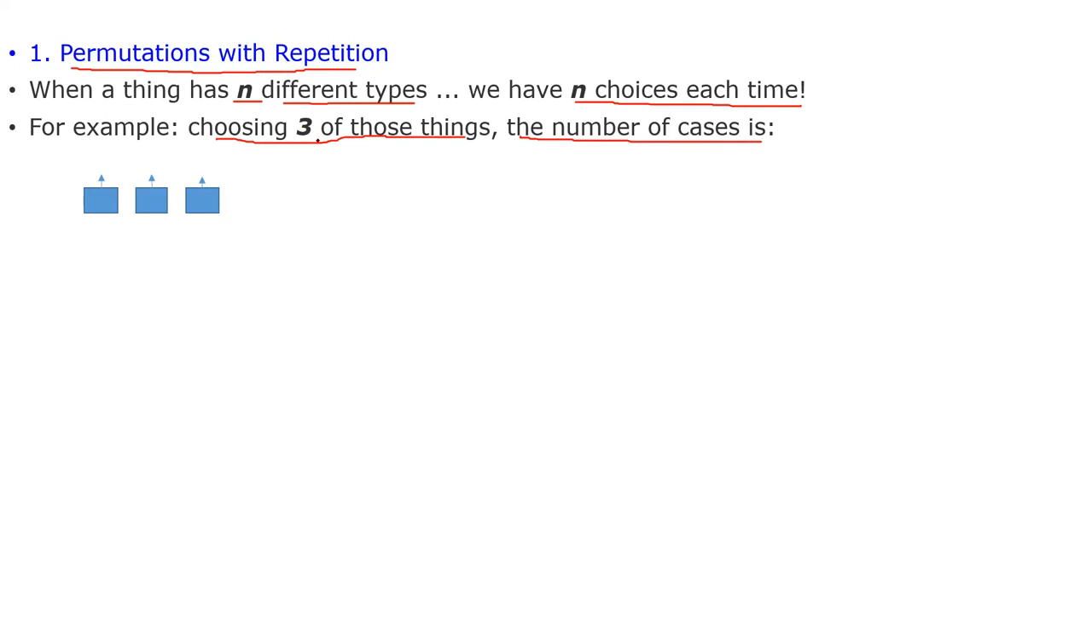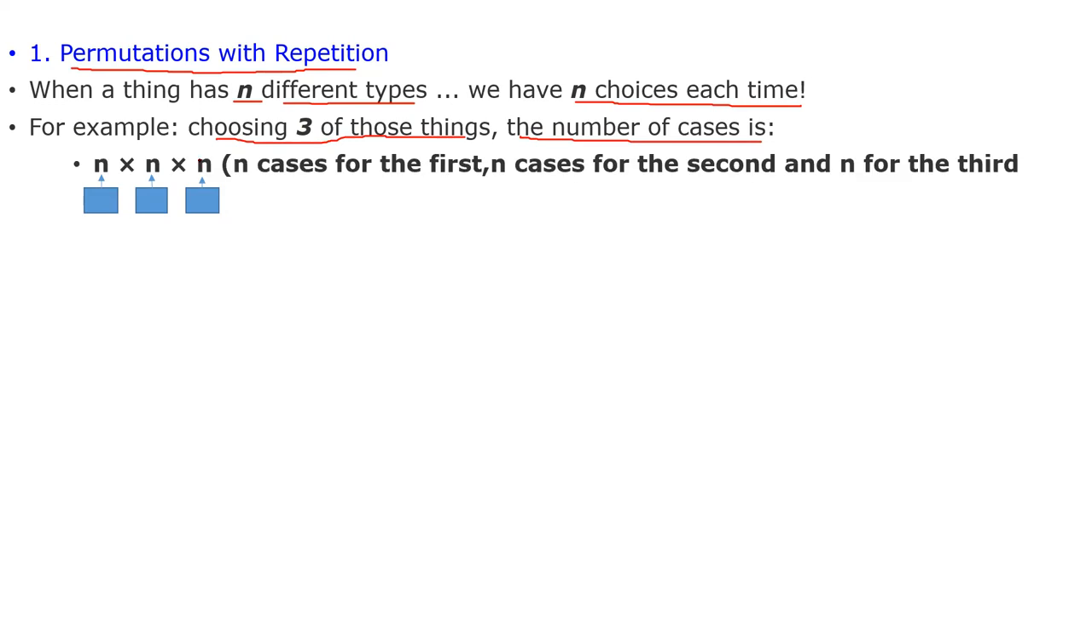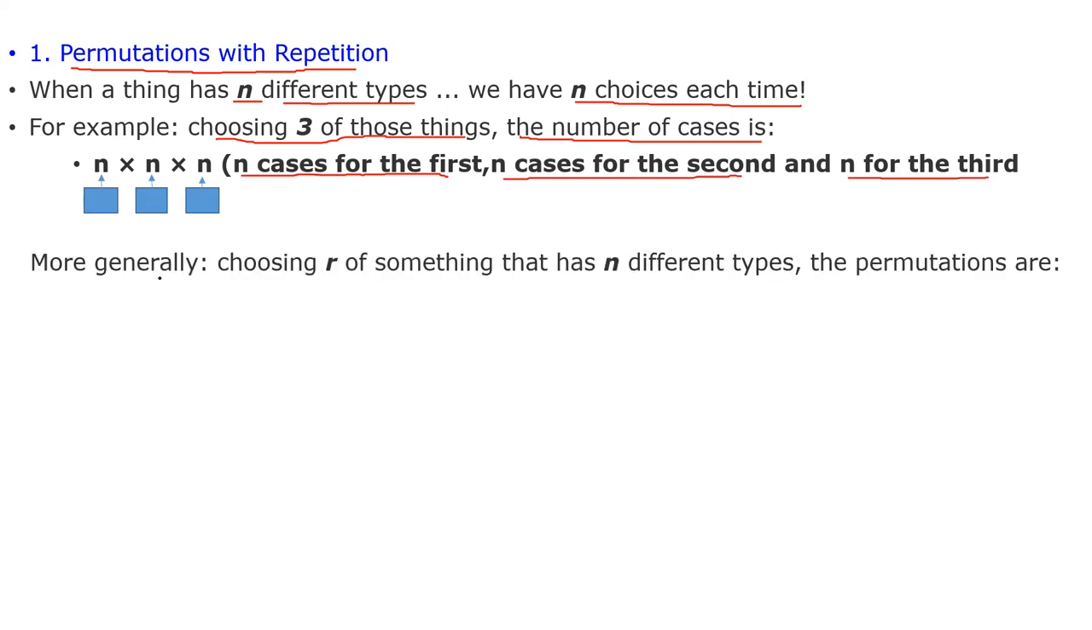How much do we get? Not three, N. And how much will it be? N cube. So for the first choice, we have N ways. For the second choice, we have N ways. For the third choice, we have N ways. So N cases for the first, N cases for the second and N cases for the third. So in total we have N cube.